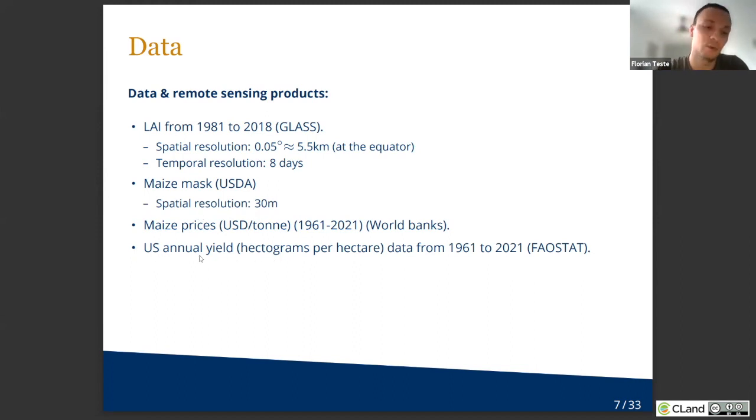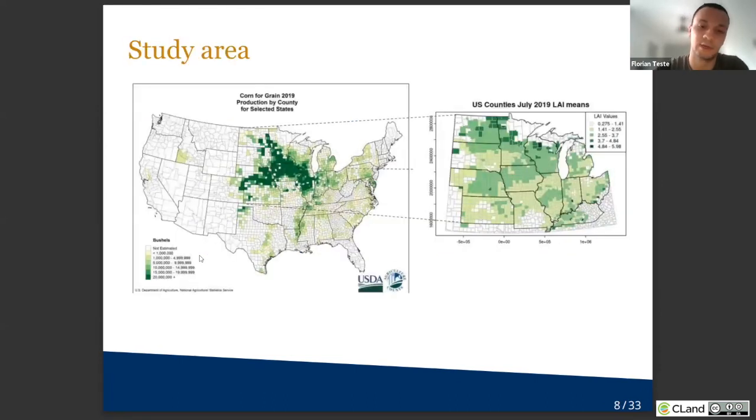We have data on US yield because it will be our study area. More precisely, it will be a sub-region of the US. We call it the Corn Belt. If you look at the map on the left, you will see that part where there is a lot of production, of maize production. We see a lot of dark green.